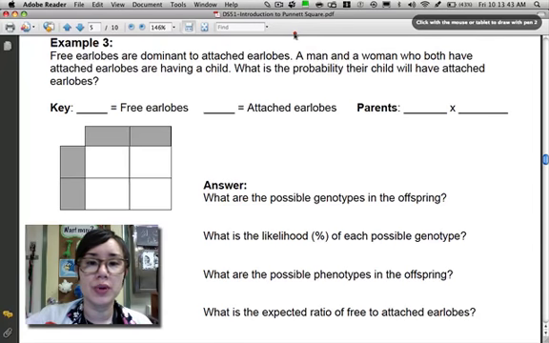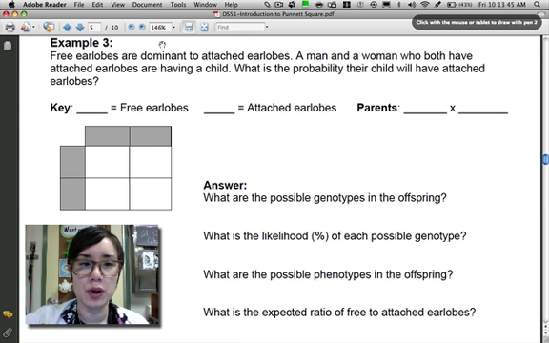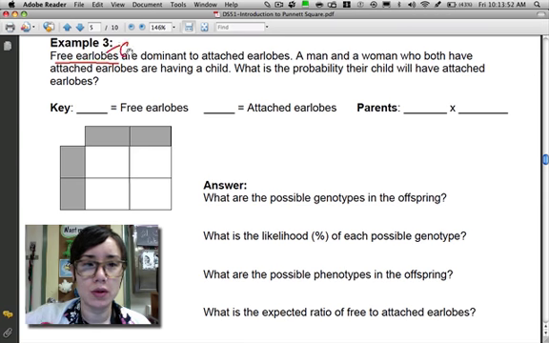All right, for example 3, we're going to do the same thing. We have to hammer it out first. So as I read, I see that free earlobes, once again, are dominant. So I know that I'm going to represent this with a capital letter. And that means my attached earlobes are once again going to be represented by a lowercase letter.